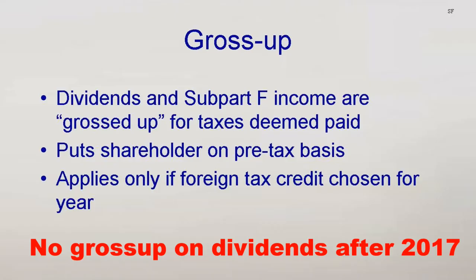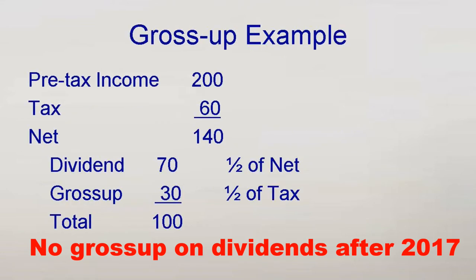To equalize things for a U.S. corporation that has foreign subsidiaries, the U.S. corporation grosses up any dividends for the deemed paid credit. Thus, if a foreign sub paid foreign tax at a 30% rate and paid a $70 dividend, the U.S. parent corporation would pick up $100 of income and get a $30 credit.